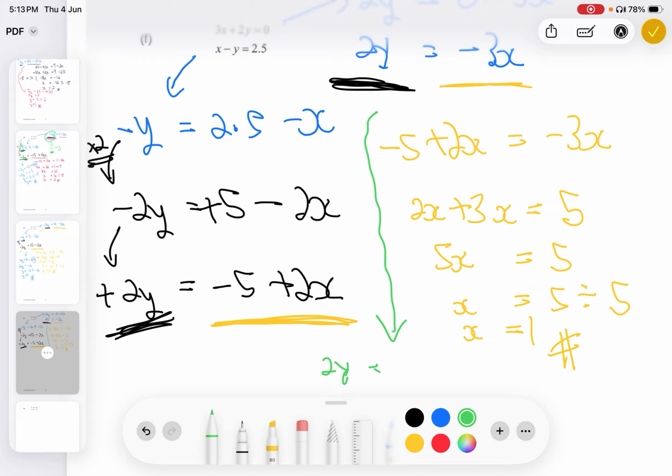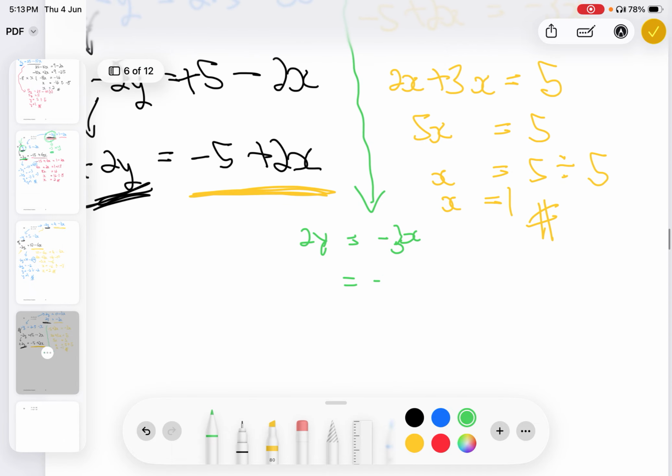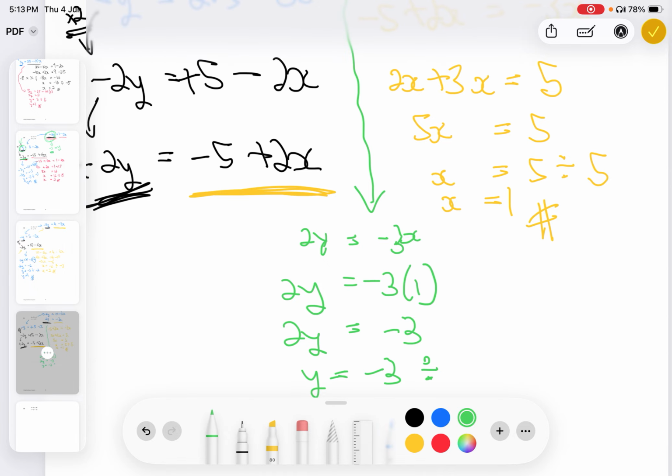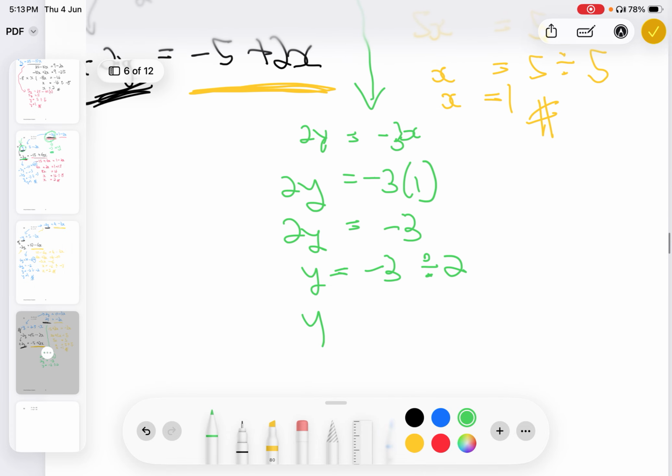So 2y equals minus 3x. So x equals 1. So I press calculator, it's my negative 3. So y will be negative 3 divided by 2. Then y will be negative 1.5. That's it.